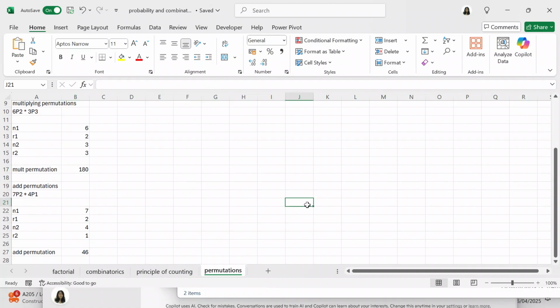So now the next one we have is we're going to add permutations. So N1 is 7, R1 is 2, N2 is 4, R2 is 1. So we're going to add permutations. So you have PERMUT of B22, B23 plus PERMUT of B24, B25, and your answer is 46.